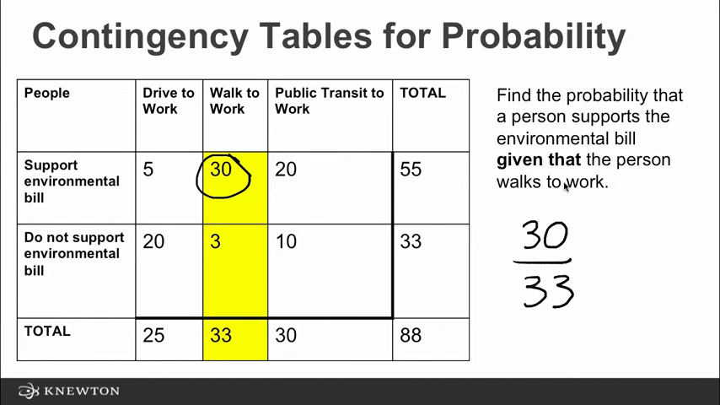Again, the given information just tells us which column or row to focus on, and then we just have to decide which number to take out of the total. And that will be the probability that we're interested in, in this case, the probability that a person supported the environmental bill, which pointed us to the 30.